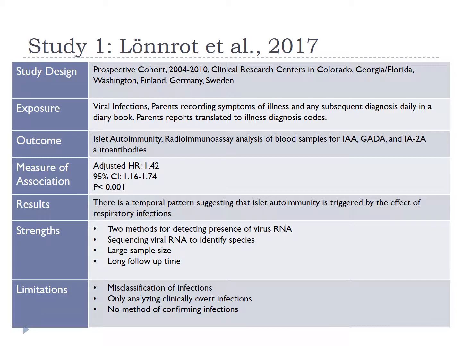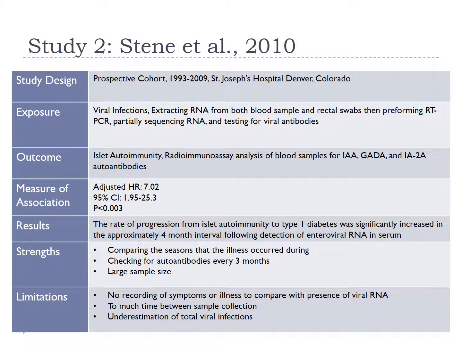The second study is by Steen et al. It was published in 2010 and is a prospective cohort study that took place from 1993 to 2009 at a hospital in Denver, Colorado. They measured the exposure of viral infections by extracting viral RNA from blood samples and rectal swabs, then used the RNA to perform RT-PCR, a method that allows the researchers to identify the species of virus that is present in the sample.